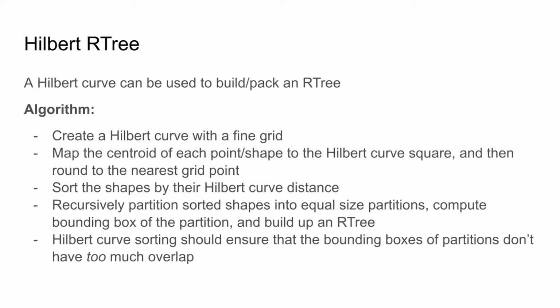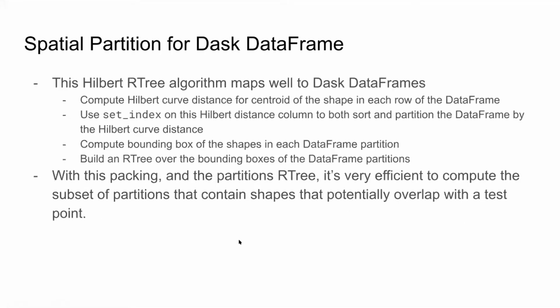The idea is the Hilbert curve sorting should make sure that your bounding boxes don't overlap too much. It's not a guaranteed thing, but it overall does a pretty good job of making sure your partitions are relatively separated. And this whole thing is a really nice fit for Dask. The algorithm really maps nicely to a Dask data frame. You can use a single vectorized operation to compute the Hilbert curve distance for every row in your data frame. If you call set index on that Hilbert curve distance column, you basically get the effect of both sorting it and partitioning it into these equal sized bins.